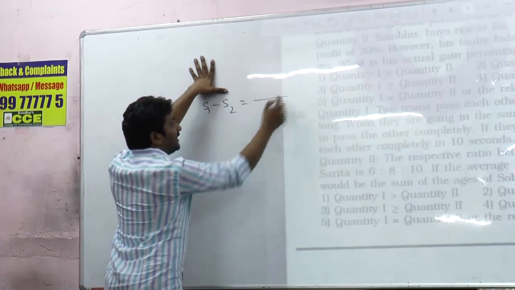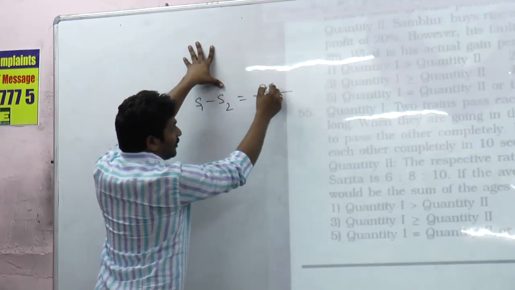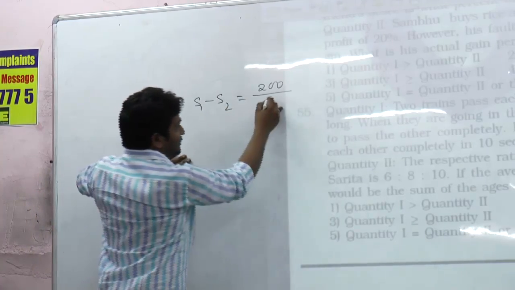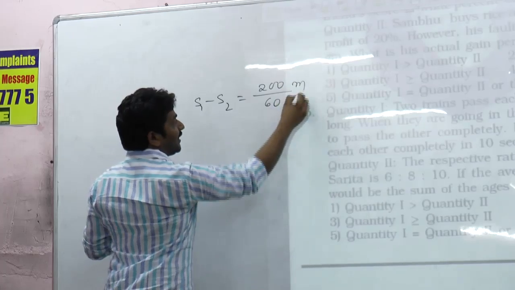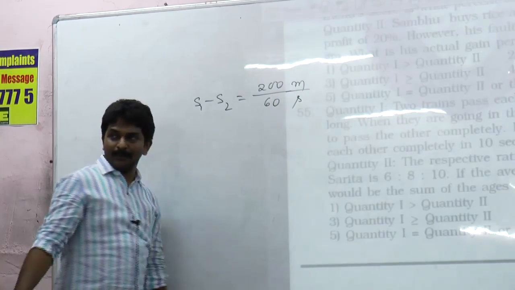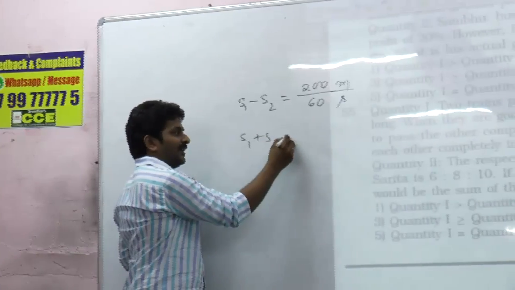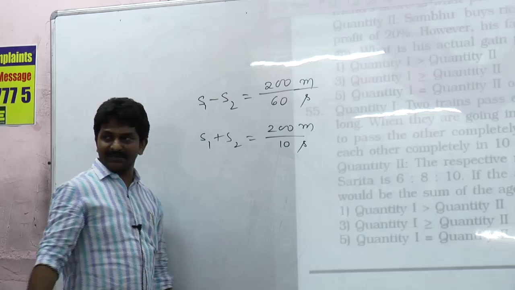Speed becomes distance by time. If a train tries to cross another train, distance will be equal to train length 1 plus train length 2, which is 200. And the time taken in this particular case is 60 seconds. Meter per second. If they are moving in opposite directions, relative speed becomes S1 plus S2. Distance will be the same, that is 200 meters, but time taken is 10 seconds.